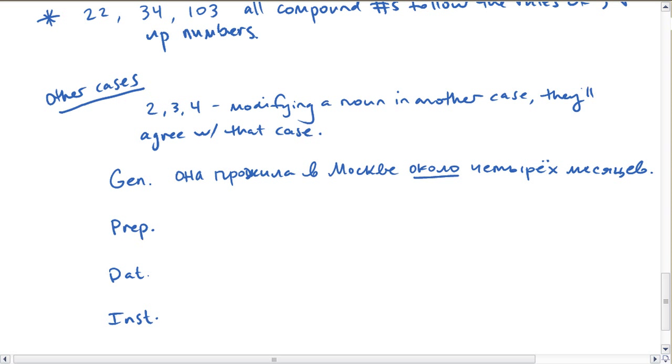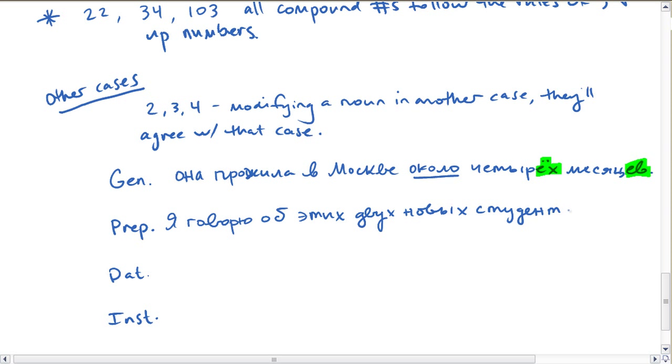So we have genitive plural, because of около. Alright, in the prepositional, я говорю об этих двух новых студентах. So everybody's in the prepositional plural because of об, or about. Right?